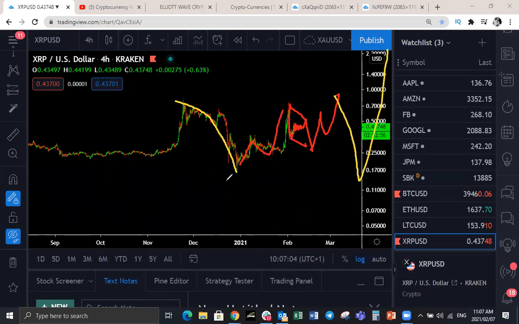We may still do this ABC structure, ABC corrective structure with WXY in the middle, WXY. Right, so that is Ripple. If we do get that corrective structure, we will see that one more down and then upside.